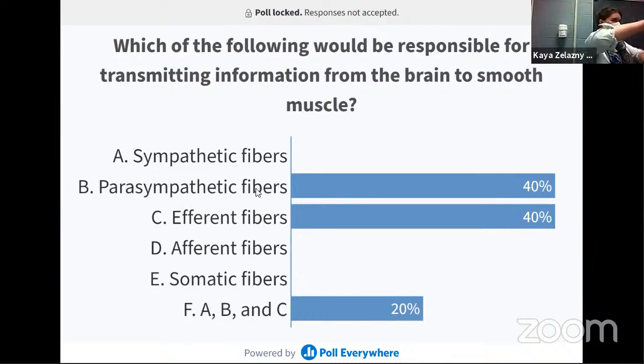So autonomics are going to be one part, and somatics, when we get there, are going to be the other part. And autonomics all innervate pretty much the same effector organs. So that's smooth muscle, cardiac muscle, and glands. And so that means when we're thinking about any one of those things, we're going to expect to see both sympathetic and parasympathetics going to those same tissue types.